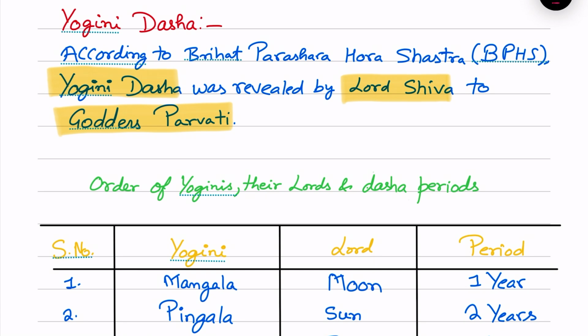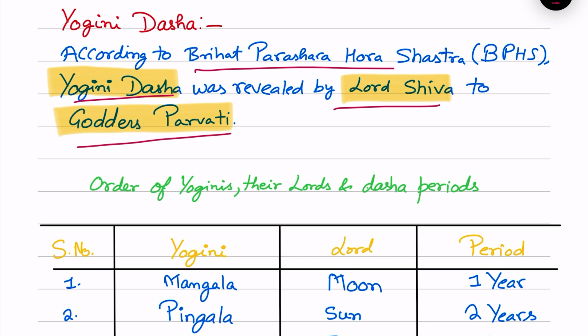Hello friends, today we'll learn how to calculate the Yogini Dasha and Antardasha for a given date of birth. According to Brihat Parashara Shastra, Yogini Dasha was revealed by Lord Shiva to Goddess Parvati.